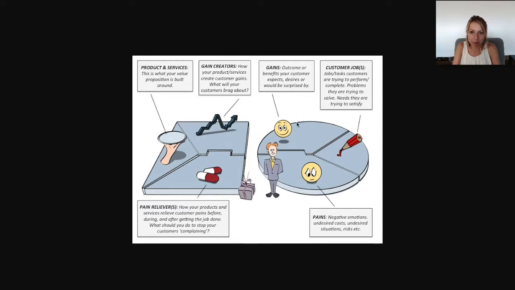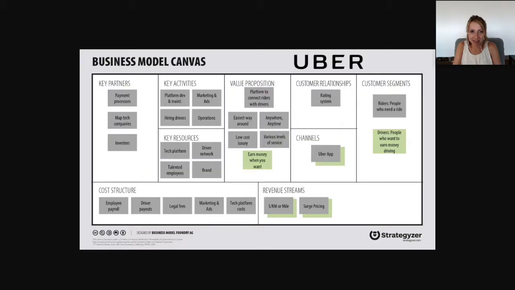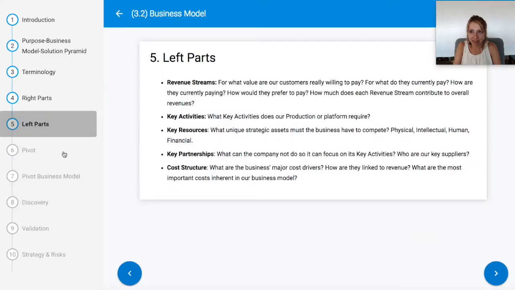Now, if you have identified all the gains of your customer, then you could make your products or services more appealing with a set of gain creators. Gain creators means how your products and services create customer gains. What will your customers brag about? Okay, and that's all about this tool.